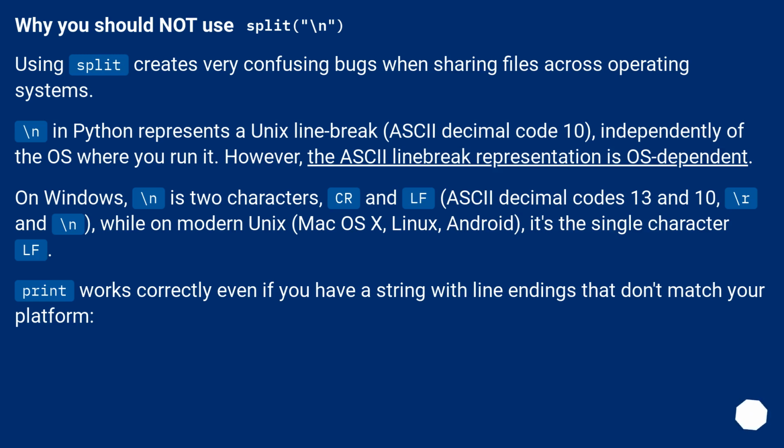On Windows, the line break is 2 characters, CR and LF, ASCII decimal codes 13 and 10, \r and \n, while on modern Unix, Mac OS X, Linux, Android, it's the single character LF. Print works correctly even if you have a string with line endings that don't match your platform.